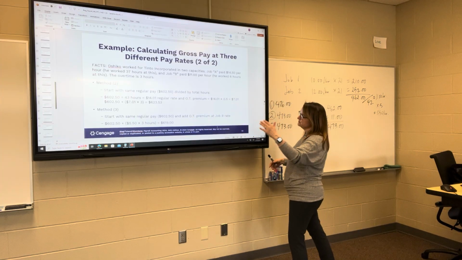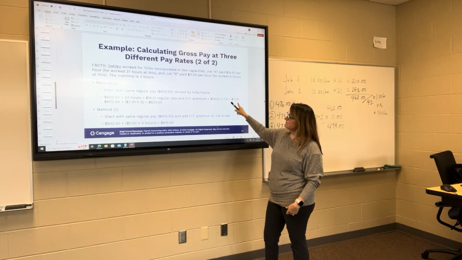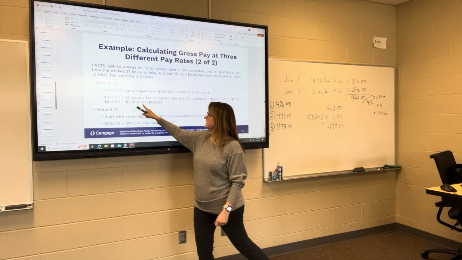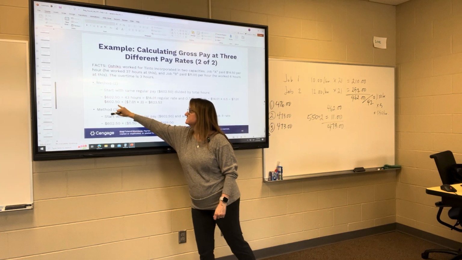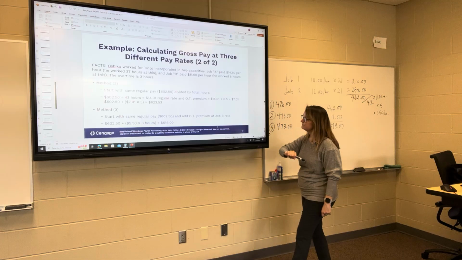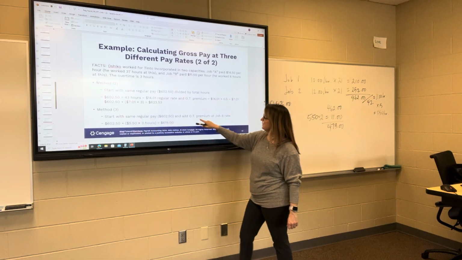And then we'll take the overtime premium, $14.01 times 0.5, $7.01. That's what we're going to use to calculate the overtime premium, $7.01 times 3 hours, and then we're going to add that to the $602.50. The third method, again, we're going to start with regular pay and add.